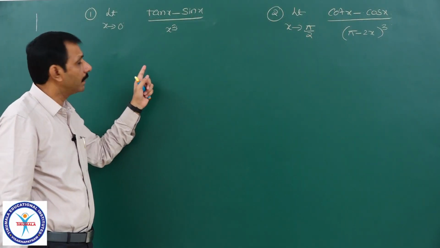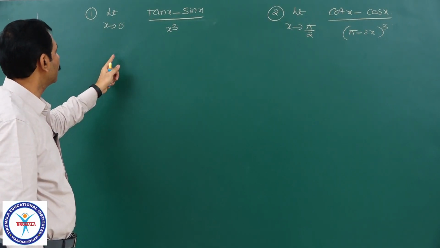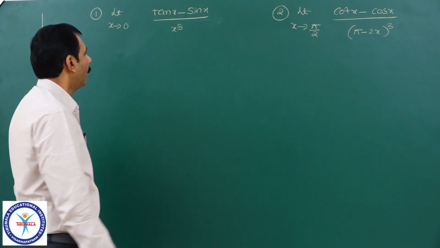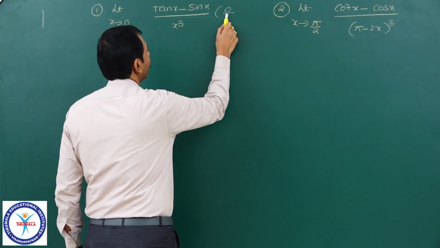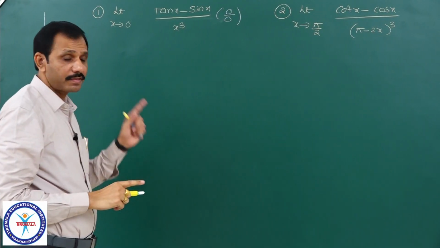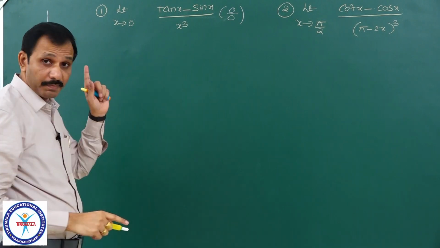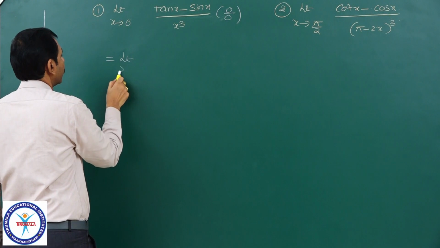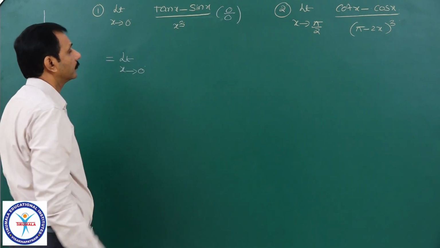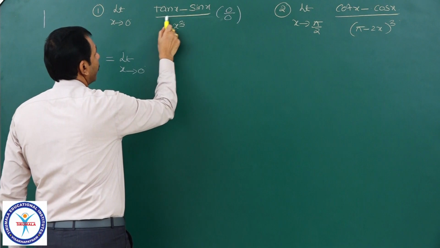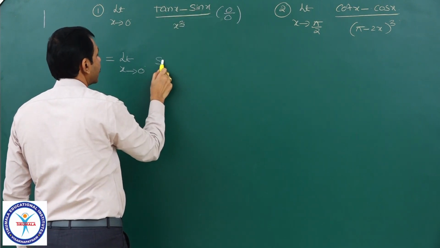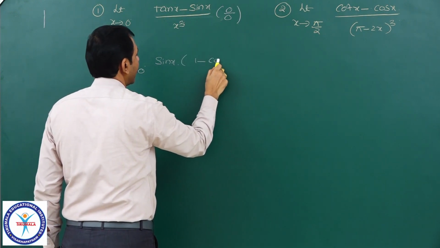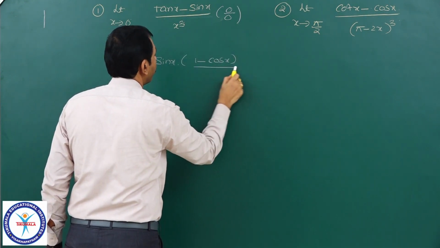Right, another problem we will see. The limit as x tends to 0 of (tan x minus sin x) by x cube. Of course, again it is 0 by 0, we cannot evaluate directly. First, simplification is required to eliminate that 0 by 0 form. Observe this, x tends to 0, it is sin x by cos x minus sin x. That sin x I am taking common, 1 by cos x minus 1 can be written as (1 minus cos x) by cos x.